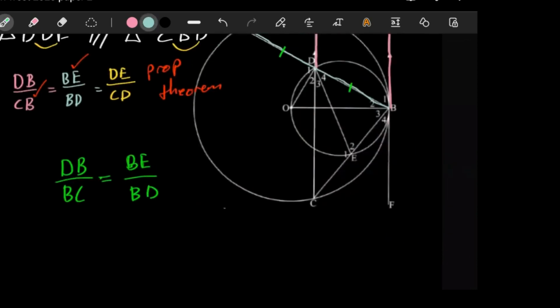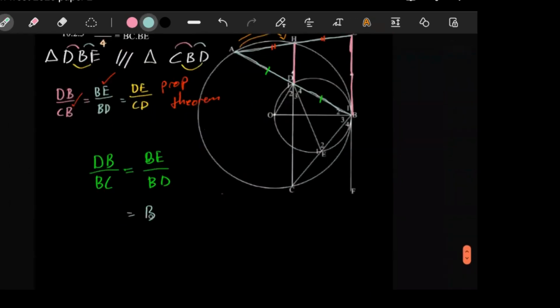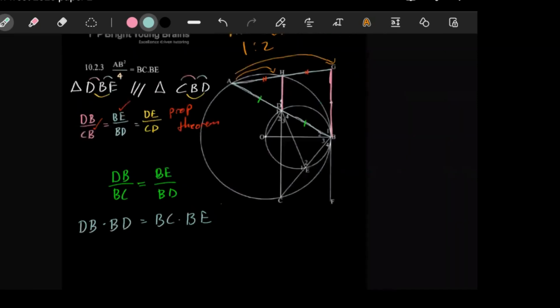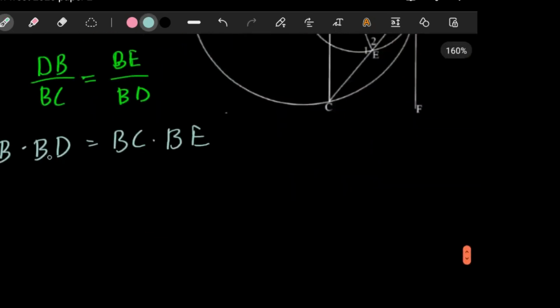If you cross multiply, you're going to have this times this, which is going to give you BC times BE, equal to this times this, which is like DB times BD. Would you look at that? This is very promising. The fortunate thing is, remember, DB and BD is the same thing. These are just swapped around, but it's the same line.